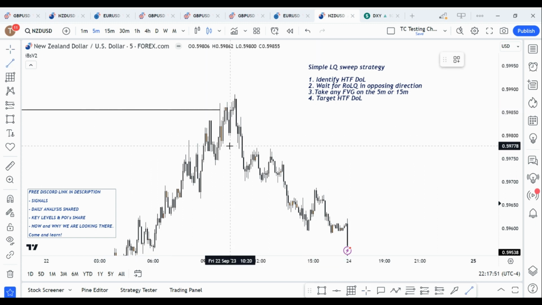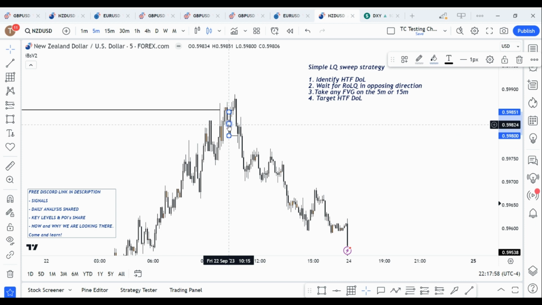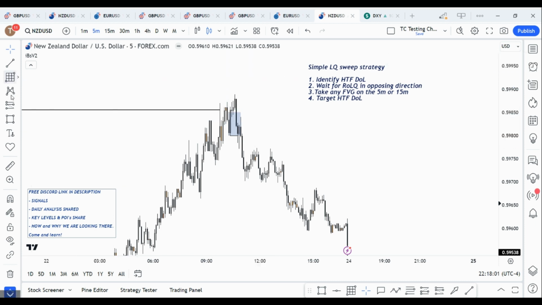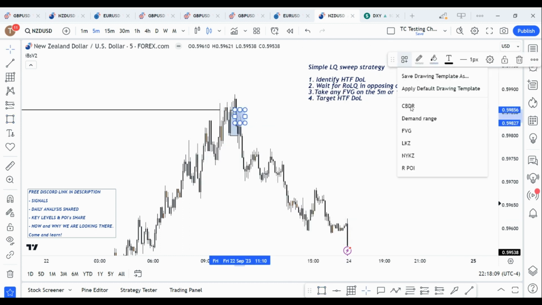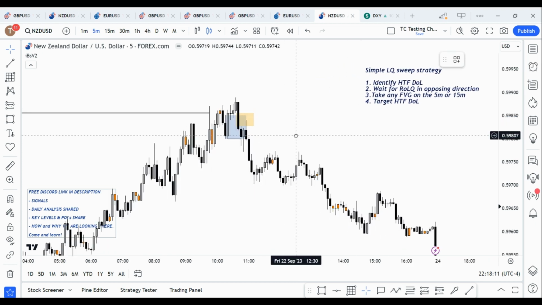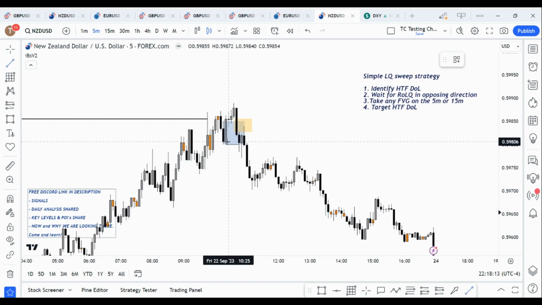And we have as well our shift in market structure on the 5-minute time frame here. We've also got a 5-minute breaker block here, paired with a 5-minute fair value gap. Our 5-minute fair value gap here. And I would denote this as the order block.